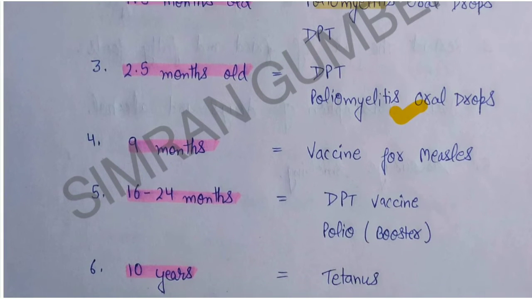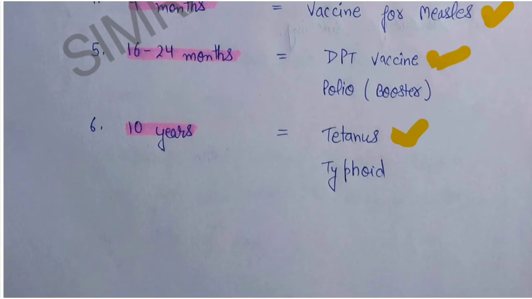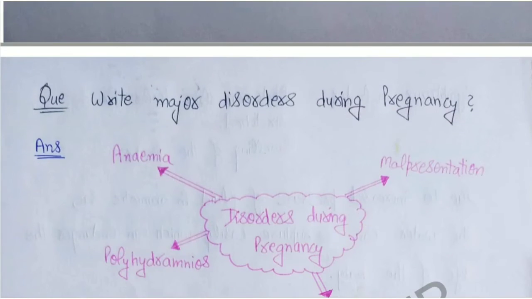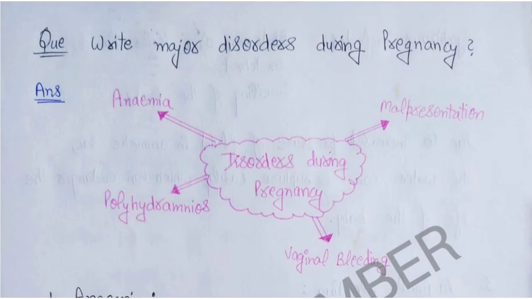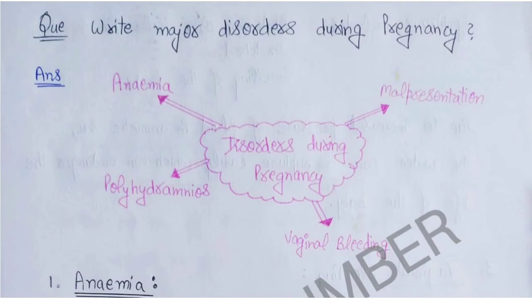9 months, vaccine for measles. 16 to 24 months, DPT vaccine, polio booster. 10 years, tetanus. Typhoid. Direct question can be asked from here. Okay, another very important question.